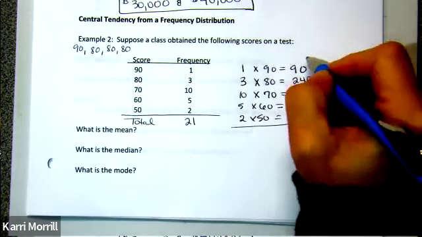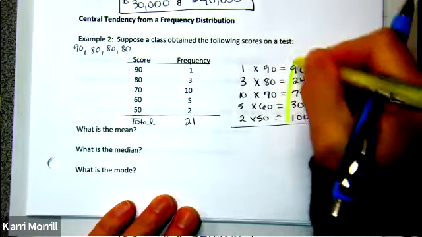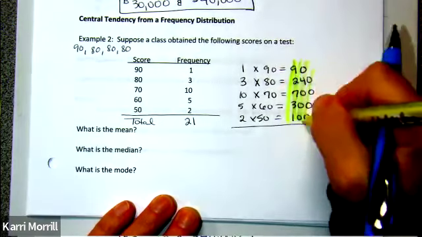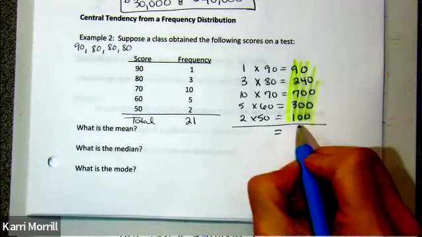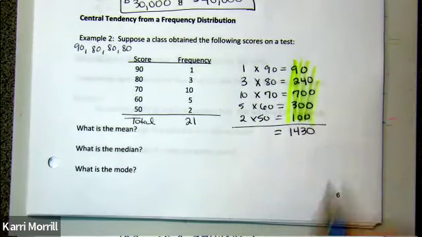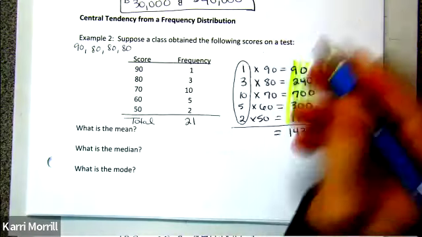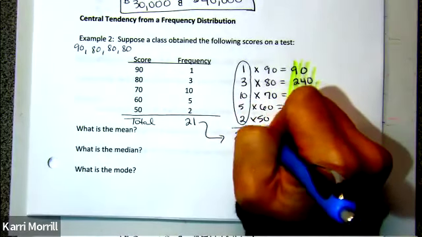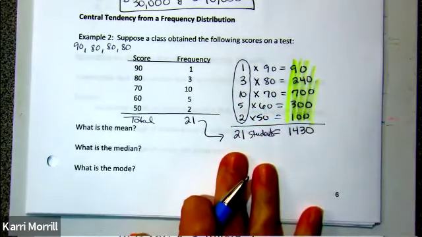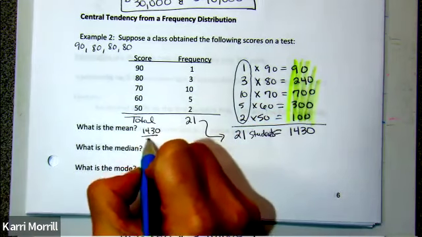So we would add all of these together to get the total amount of, basically, how many points were earned by the students. So when you add all this together, you'll get 1,430. And again, this right here was what we found there. There are 21 students or tests. Total tests. So to find our average, we're going to take that 1,430 and divide it by 21.